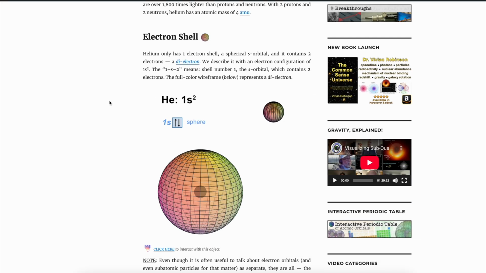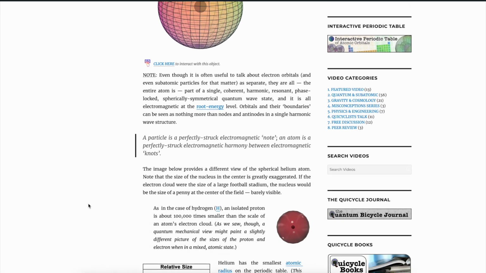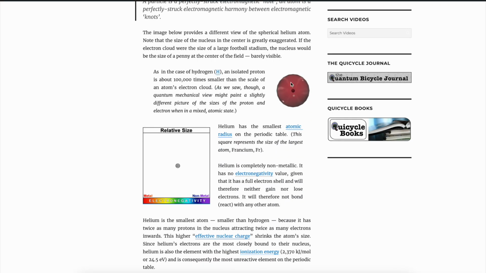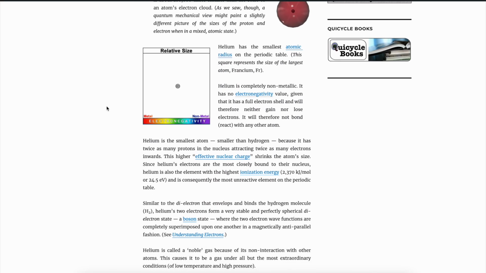So this would be the structure of the helium's shell. It also only has a single shell, an s orbital. S orbitals can accommodate 2 electrons, forming a dielectron similar to the hydrogen molecule. Here is the glossy view. We'll also notice that helium is actually the smallest element on the periodic table.